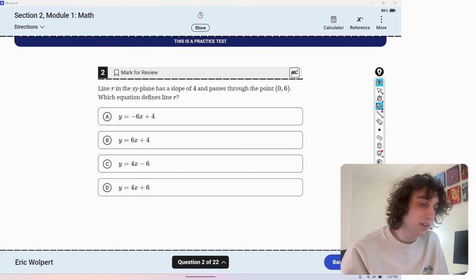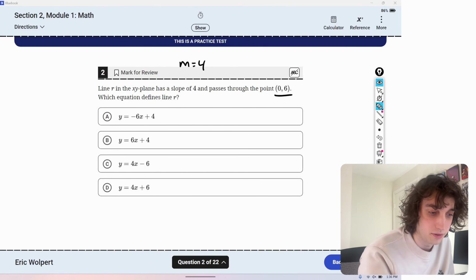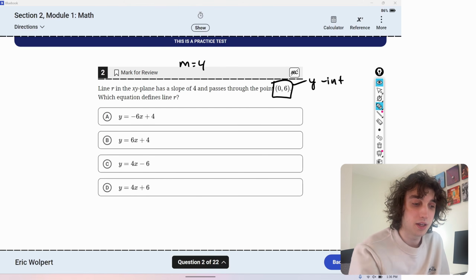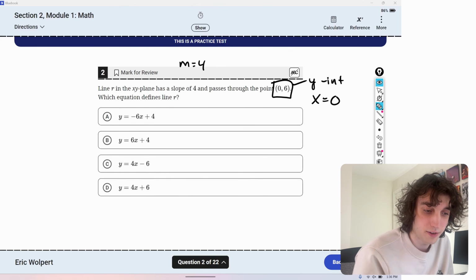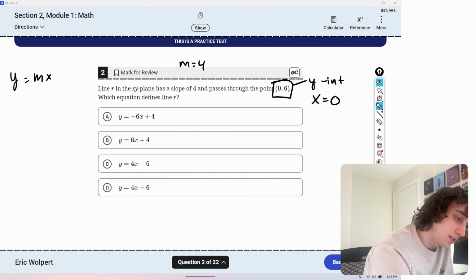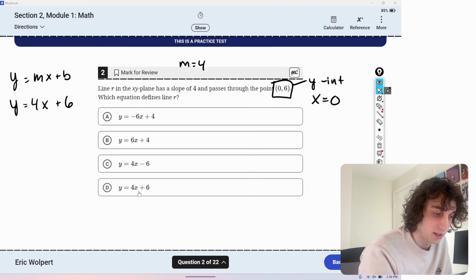Number 2, line R in the xy plane has a slope of 4 and passes through the point 0, 6. If we pass through the point 0, 6, that means the 6 is our y-intercept, because the y-intercept is basically the y value when your x is equal to 0. And so using y equals mx plus b form, we know that the slope has to be 4 and the y-intercept has to be 6, so our answer choice is going to be D.